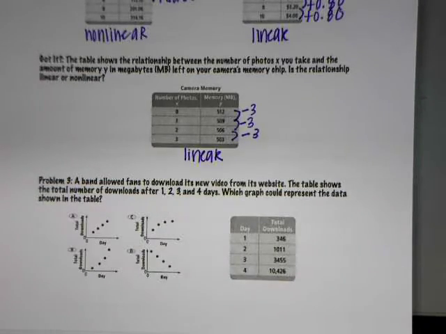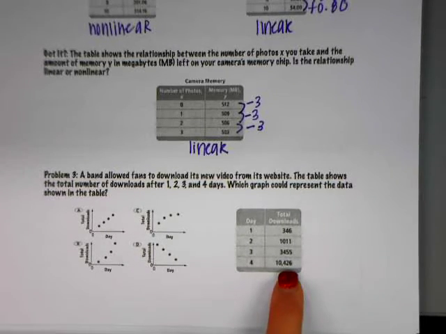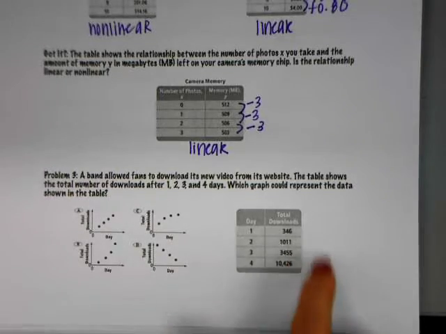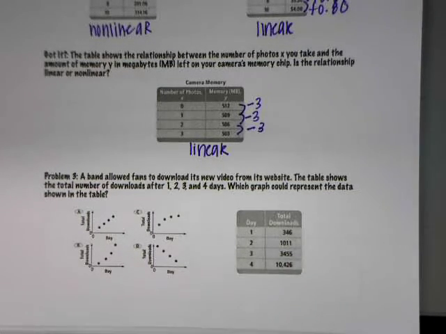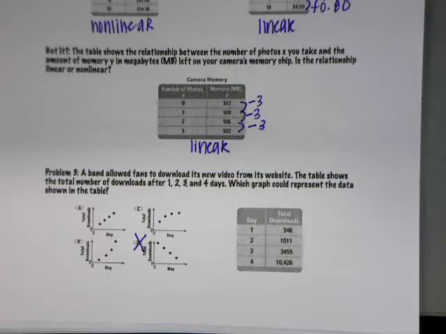Okay? All right, problem 3. A band allowed fans to download this new video from its website. The table shows the total number of downloads after 1, 2, 3, and 4 days. Which graph could represent the data shown in the table? Okay, so here's my mindset. Is it increasing or decreasing? Increasing, right? Over time it's increasing? Yeah. So what can I eliminate? D, because it's decreasing. The rest are all increasing.